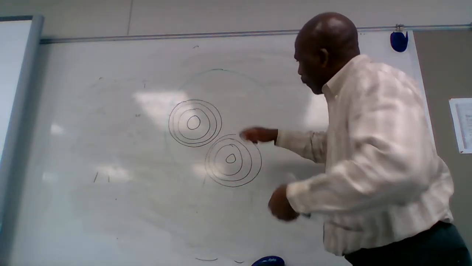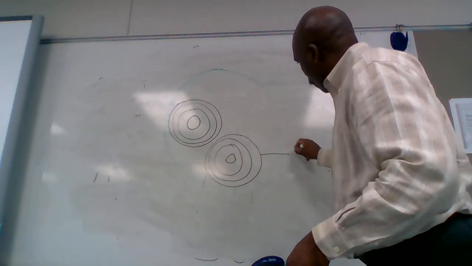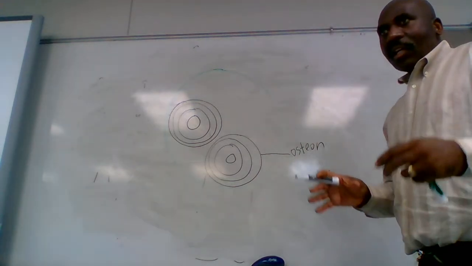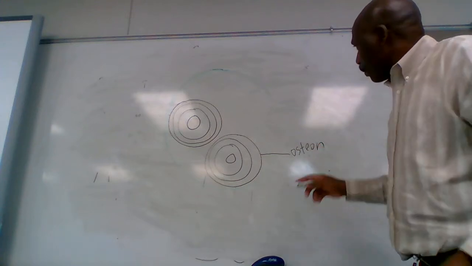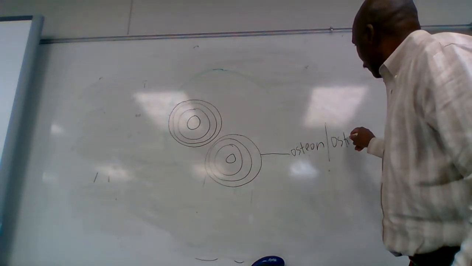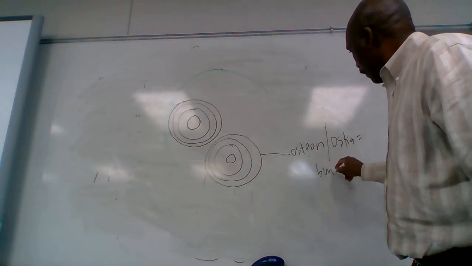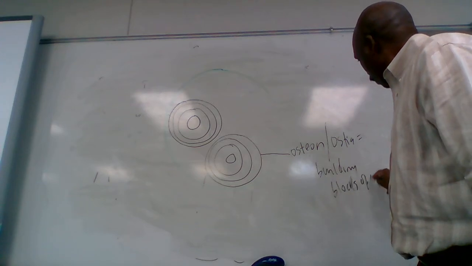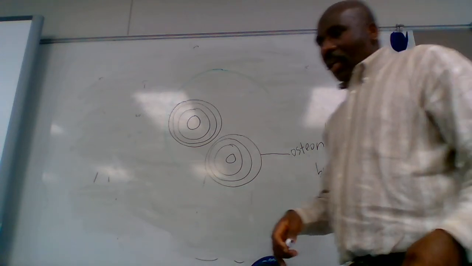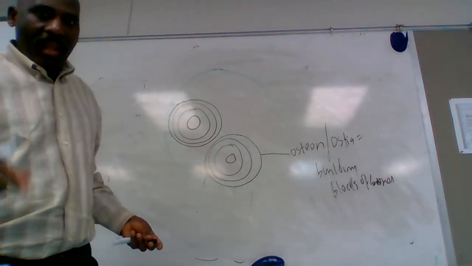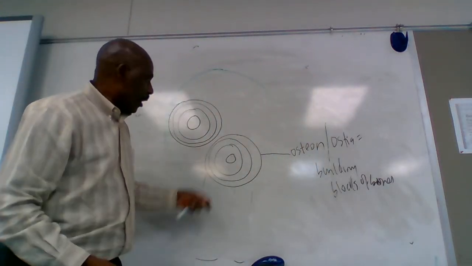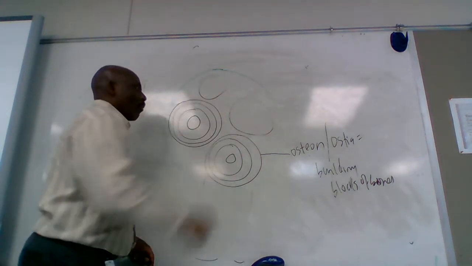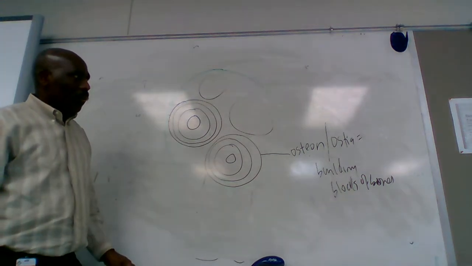Now, each of these is called an osteon. The plural is osteons. They are the building blocks of bones. That means a bone is a collection of osteons. If you're looking at the microscopic structure of a bone, this is what you're going to see. You're going to see one there, another one right over here. One is called an osteon.